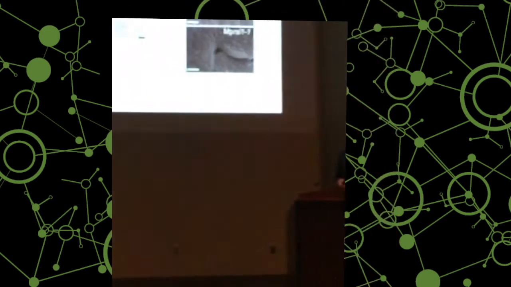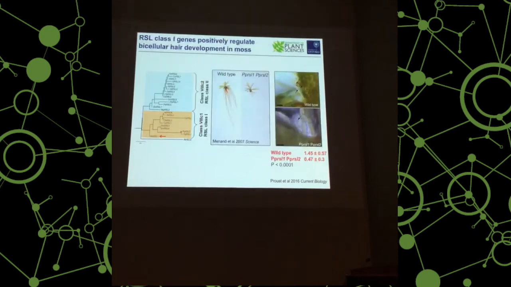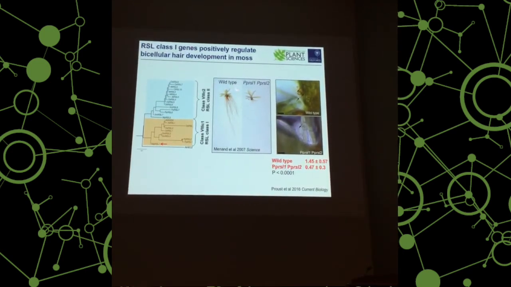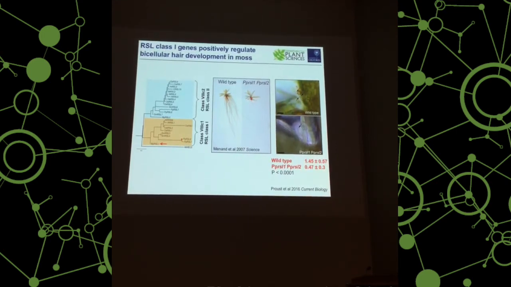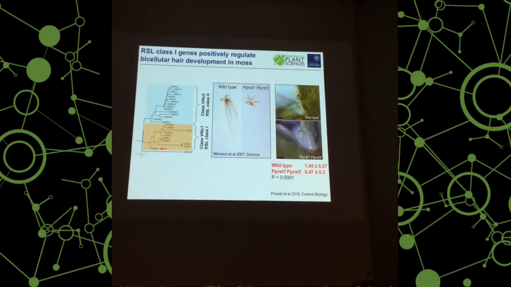And so then we thought, well, actually, maybe we should go back and have another look at what's going on in the moss. And so we did that. I've shown you this before. Here's the double knockout mutant, and it forms these short rhizoids. But it turns out that Marchantia produces bicellular hairs, like little papillae, in the axils of these leaves.